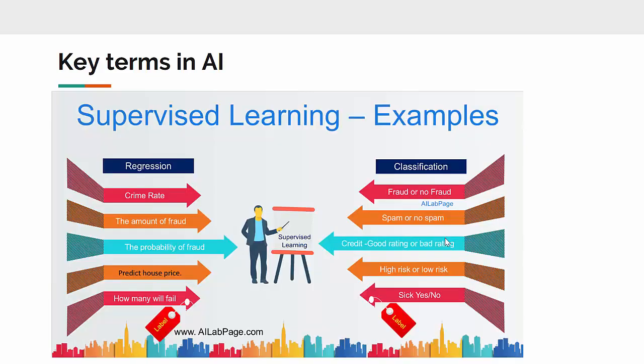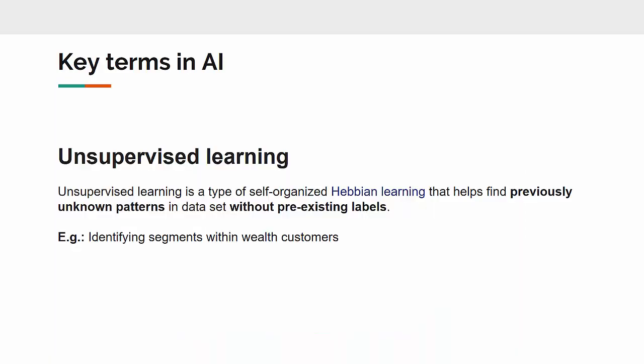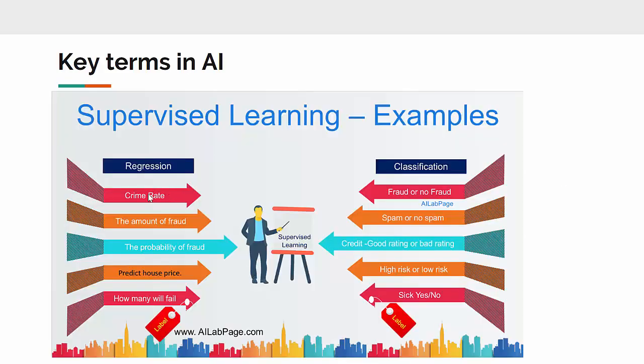In the next slide, we see a few different examples of supervised learning in action. It could be, for example, predicting the crime rate in a particular region based on variables such as where it is located or past crime rate. Next, we have things such as amount of fraud or probability of fraud, predicting house prices and how many will fail. On the right hand side, we've got a few other examples: fraud or no fraud, spam or no spam. Spam refers to whether we can identify whether an email that you receive is spam or not, whether a certain person's credit rating is good or bad, whether the risk is high or low, and whether it's sick or not.